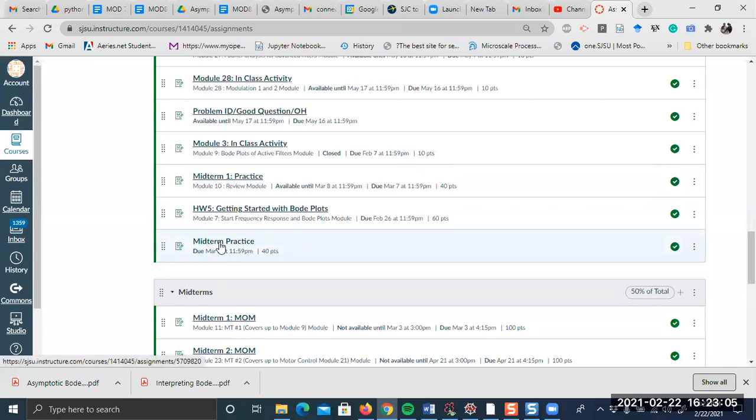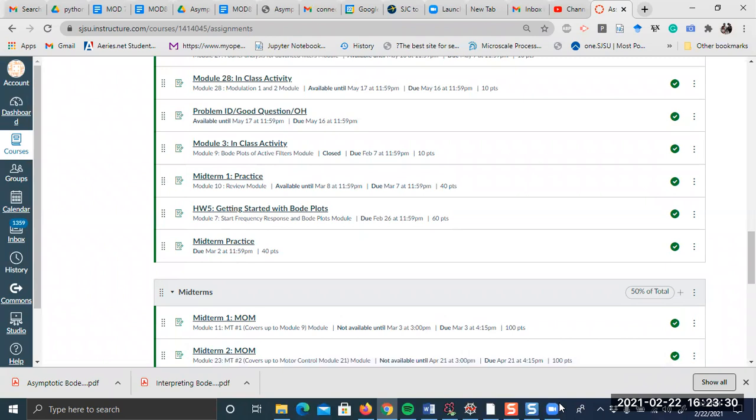So midterm practice, we'll have some practice midterms. And then homework 5, getting started with Bode plots. That's really just the shapes going up and down and getting used to it. And if you can get those shapes, then it's easier to construct the others. Okay. That's it. That's all I have.